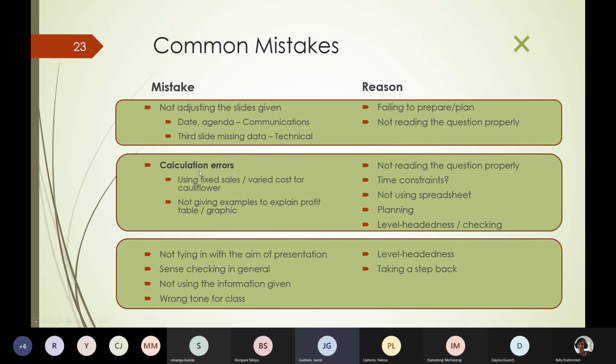Some other mistakes that we saw were the calculation errors. There weren't a lot. I think a majority of students found the 38 Rand fairly easy to find, but not always. There was a misunderstanding about using fixed sales versus varied cost. They swapped it around, for example, or they used a fixed one for both, and I think sometimes the situation was misunderstood.